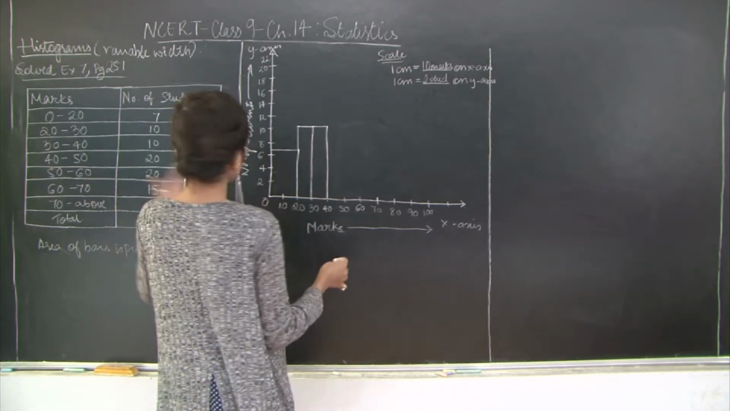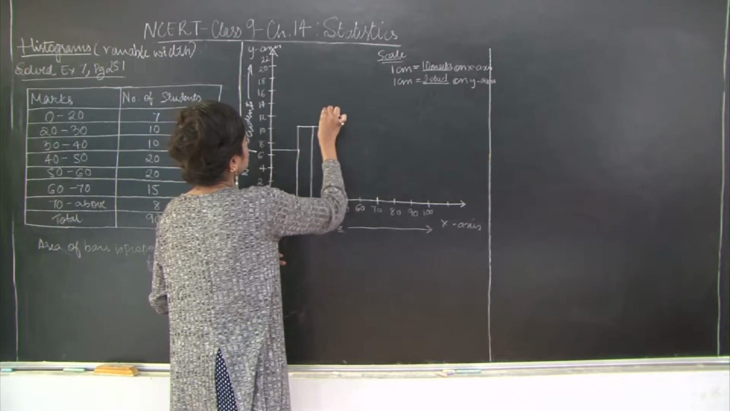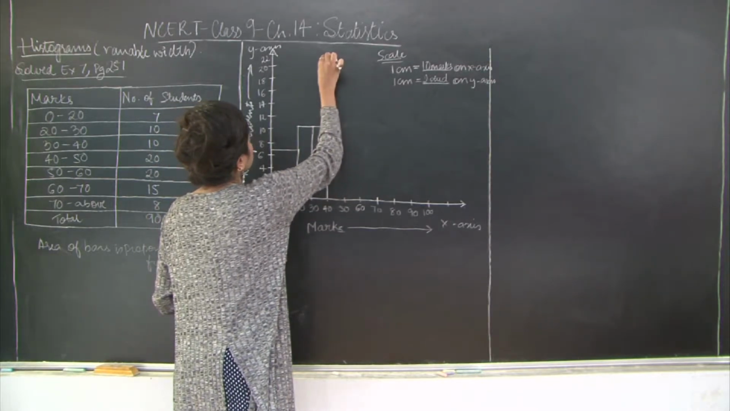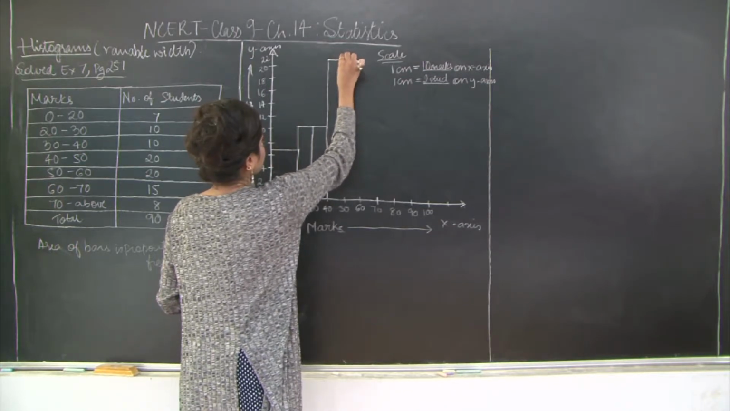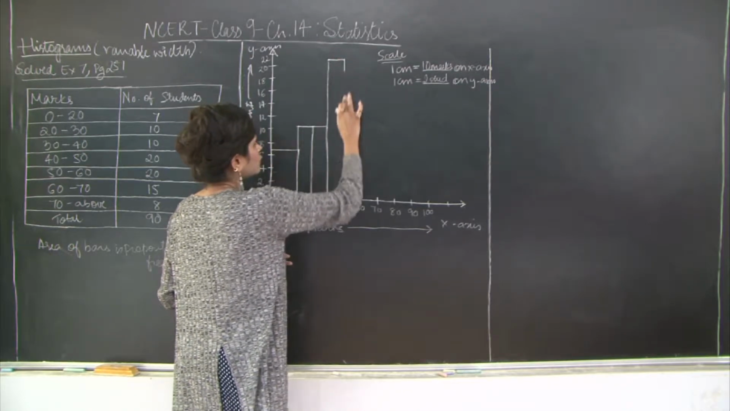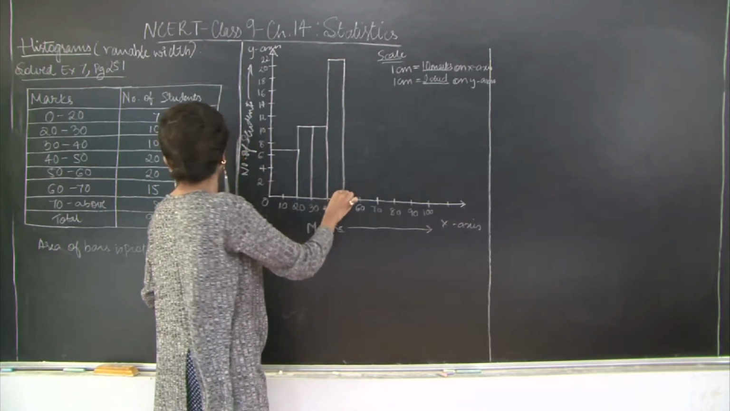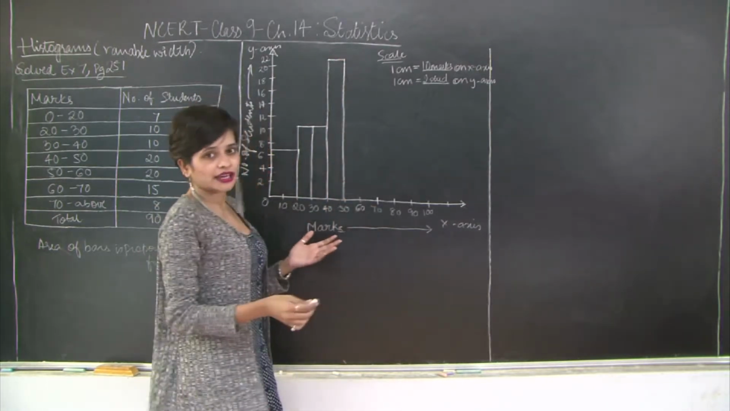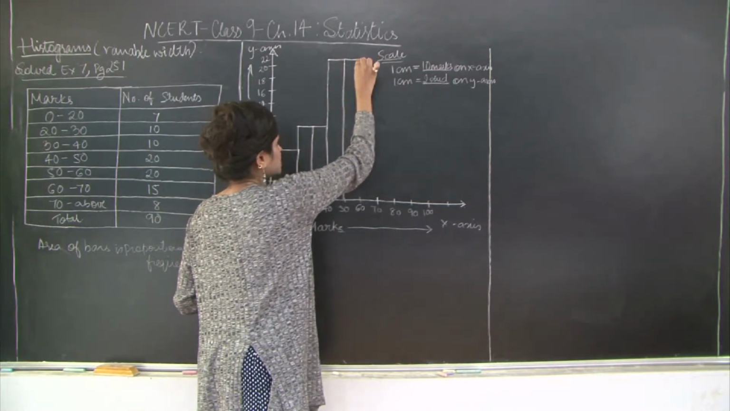Then you have 40 to 50, 20 students. So 20 is here. This is 40 to 50. Then again 50 to 60 we have 20 students. So let's draw this.